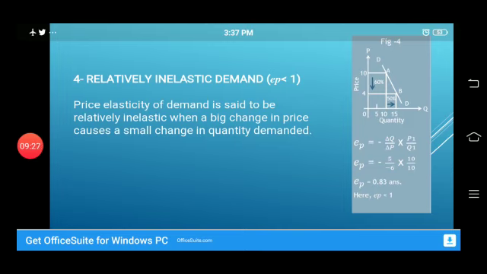We can see in the figure as well that there is a big change in price, that is 60%, which causes a small change in quantity demanded, that is 50%. By doing so, we get the answer 0.83, and 0.83 is less than 1.